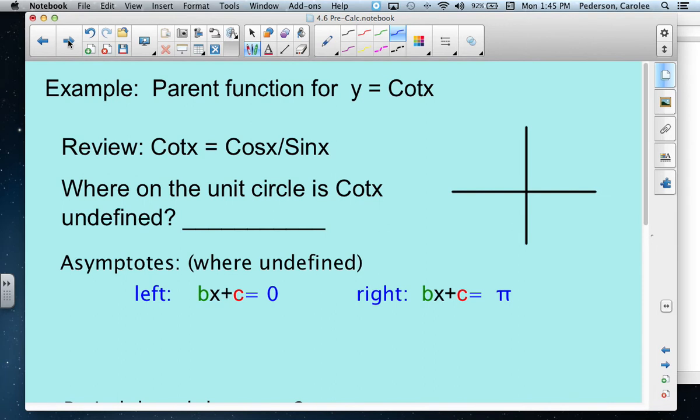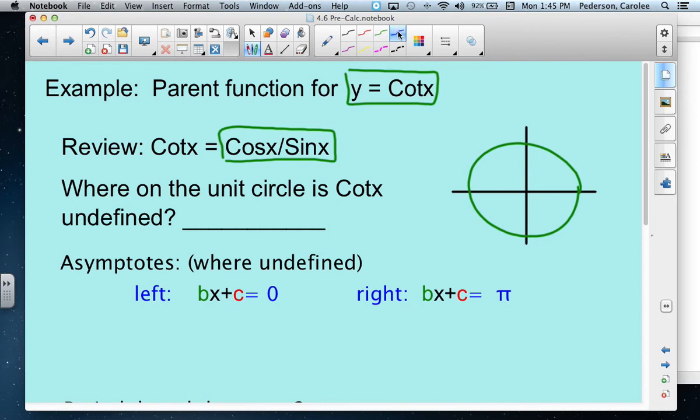All right, so let's focus on the parent function for the cotangent. Remember the cotangent was a reciprocal of the tangent. So to find the cotangent, you're going to take the opposite of the tangent. You're going to take cosine over sine. So let's talk about that unit circle again. On your unit circle, I have some ordered pairs that I want to focus on. For the angle 0 degrees or 0 radians, that point is 0, 1. If I take the cosine over the sine, so I'm taking 1 over 0, I get undefined. So that's why I have an asymptote at 0 degrees, 0 radians.